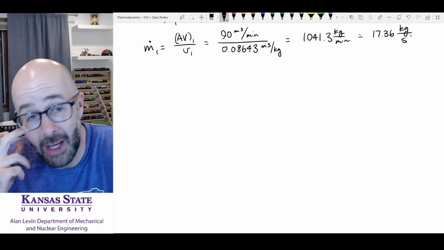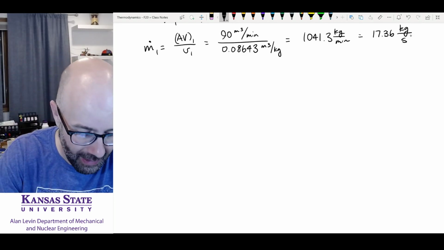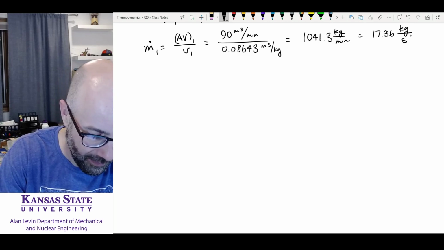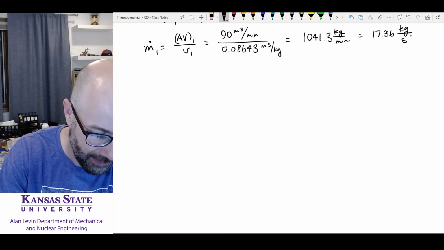Okay, so let's write our first law. The change in energy of our control volume with respect to time.